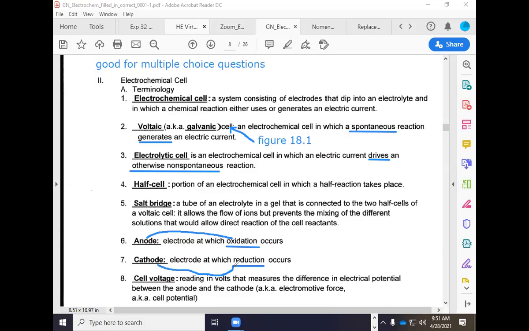And then we saw in the video the cell voltage, that's reading volts. It measures the difference in electrical potential between the anode and the cathode, also known as electromotive force, also known as cell potential. You need to know all those terms because they're all used interchangeably.